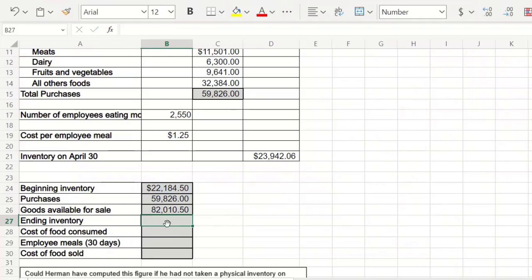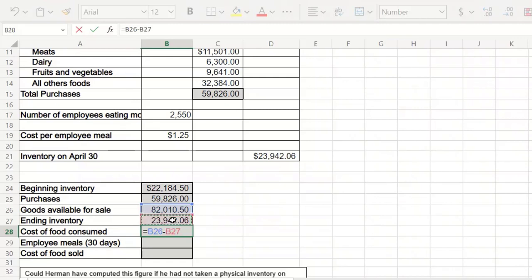Then what's our ending inventory? All right, our ending inventory is everything that was left on the shelf on April 30th. So the cost of food consumed is going to be our goods available for sale. So that's everything that we had in house minus our ending inventory. And our ending inventory is basically what's left over.